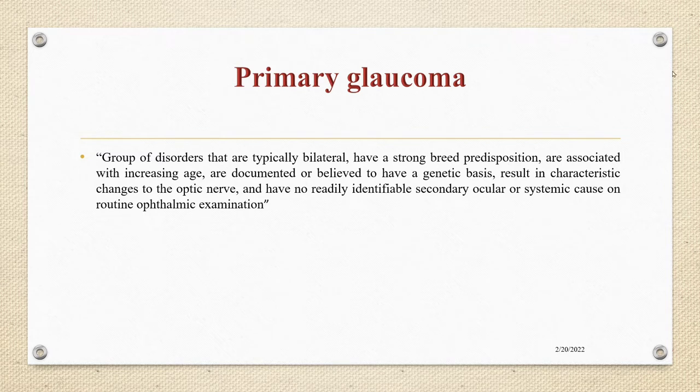It has strong breed predisposition and is associated with increasing age, as I already mentioned. It is believed to have a genetic basis, so genetics is a very predisposing factor. It will result in change in the optic nerve and have no readily identifiable secondary ocular or systemic cause.